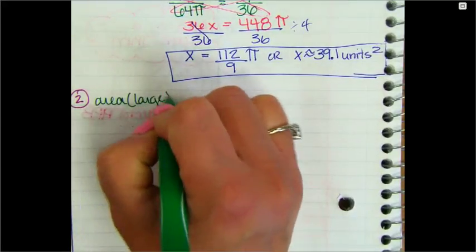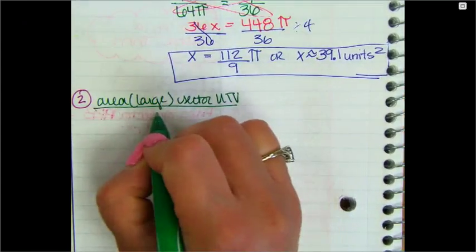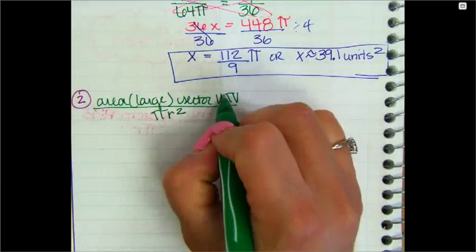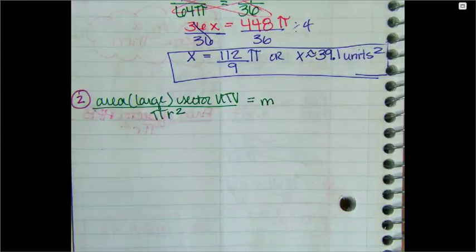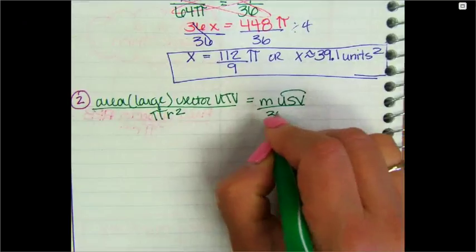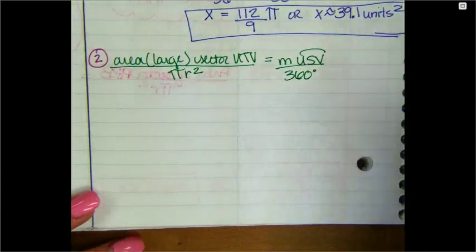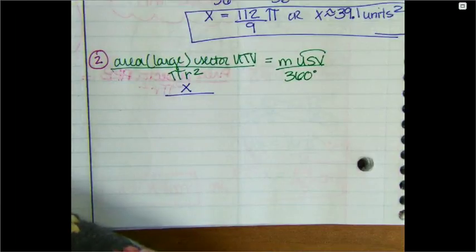Area of the large sector, still called UTV. Why UTV? What does UTV represent? It represents the angle, you guys. I said that. It needs to represent the angle. The measure of arc, what's the arc? USV is correct. Why 3 letters? Because it's the major arc. All right, what am I looking for? What do I write?